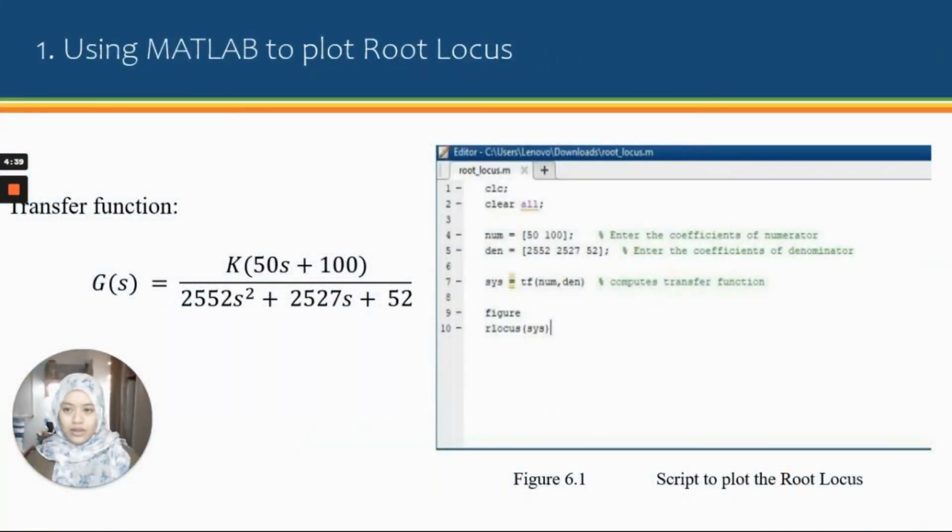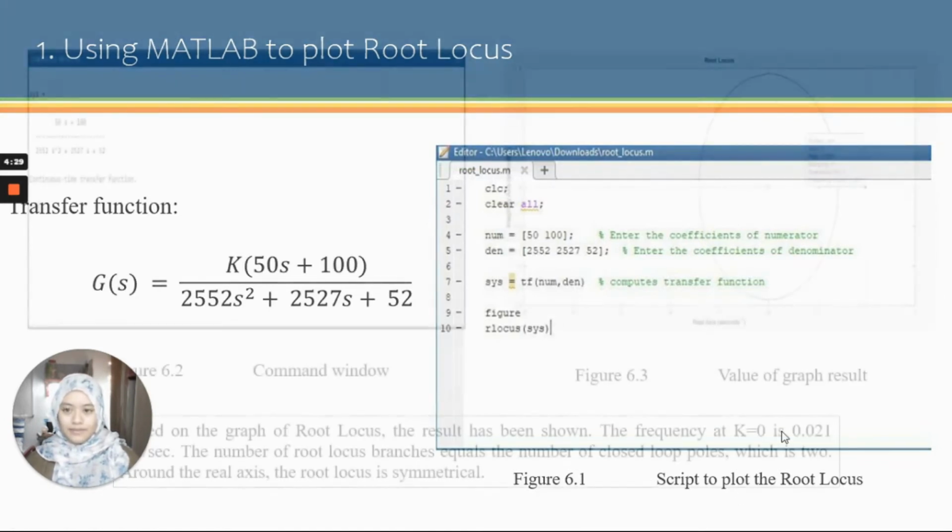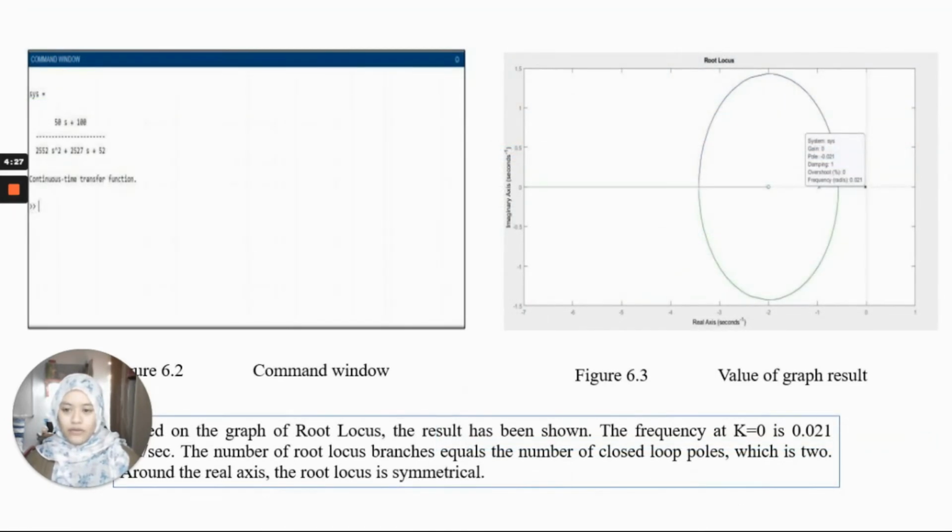Firstly, we need to use MATLAB to plot the root locus. This is the transfer function, and figure 6.1 is the script to plot the root locus. Next, we have figure 6.2, which is the command window, and based on the command window and the script, we will get figure 6.3, which is the value of the graph result and the graph of the root locus.